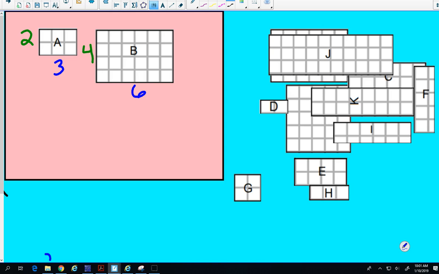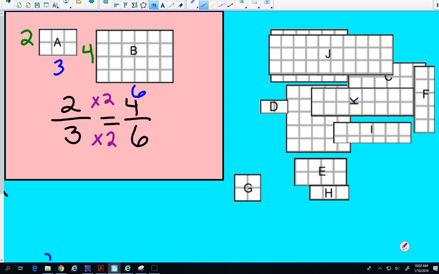Okay, so you're listening while you're gluing. You've pasted them on your paper. You've labeled their sides. And then what I want you to do is write the proportion. So our proportion here is 2 over 3 is equal to 4 over 6. We know that it's equal because it's a times 2 relationship. As we double the side length, the shorter side, we also double the larger side, and that makes them similar.